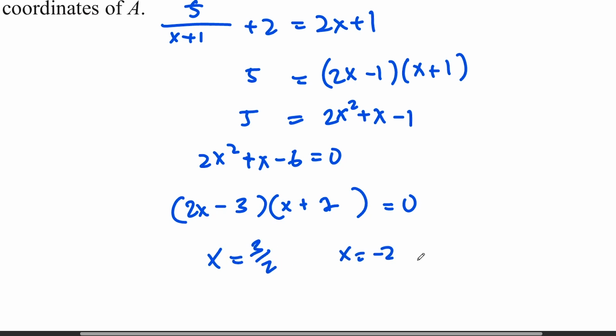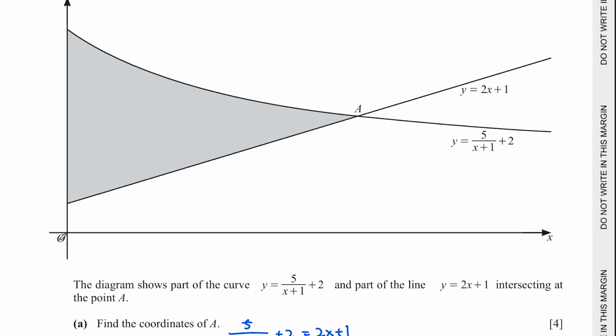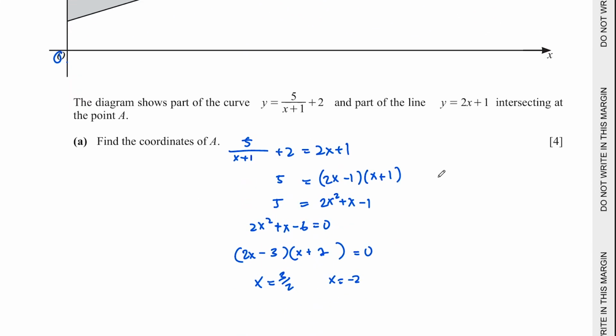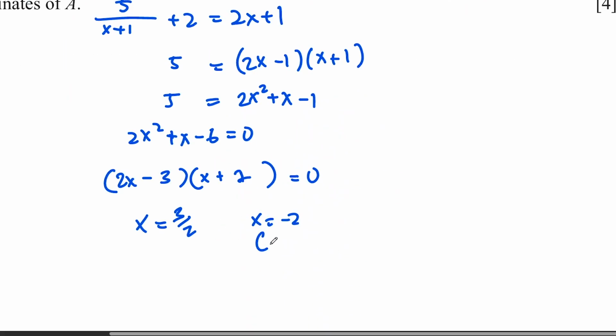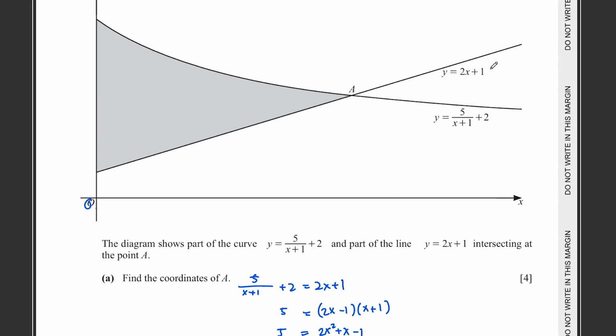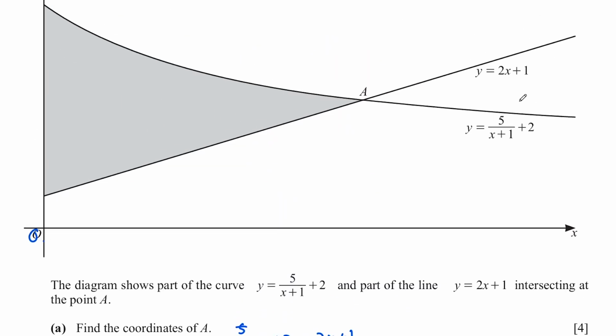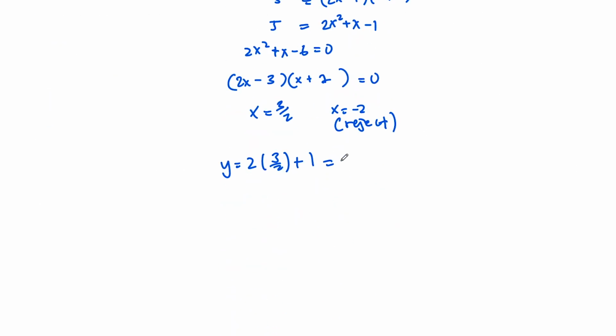So how we know which value of x to take is according to the graph here. We know that here is the origin point, so this point A lies along the first quadrant, and the value of x will be positive. So we're going to reject this negative 2. And don't forget, okay, they want the coordinates of point A. So we also need to find the y coordinate. That I just sub into the y formula. Right. So that will be 4. So A will be 3 over 2, 4. That's your final answer.